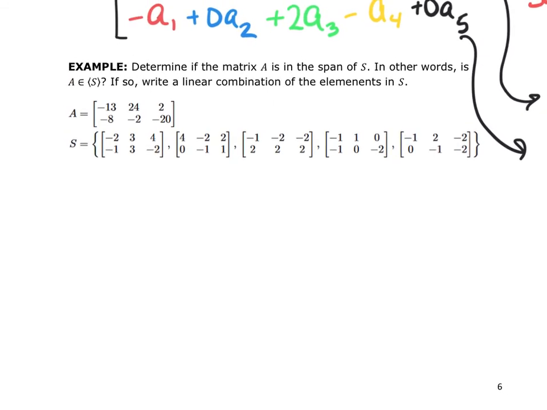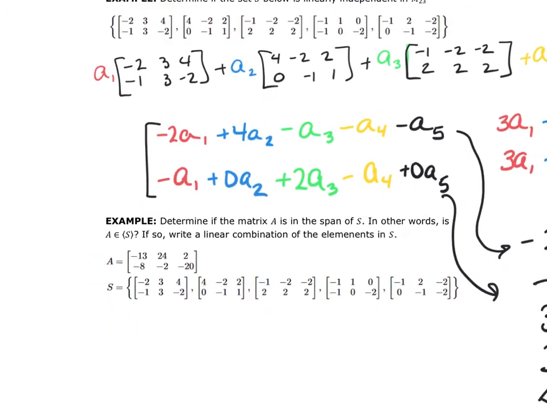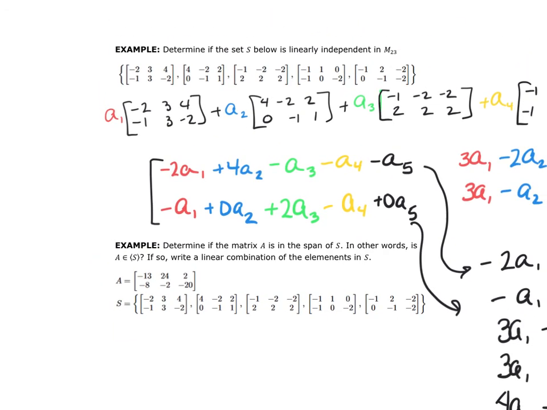Let's take a look at this next example, and they're asking us to determine whether or not A is in the span of S. So we know that from up above, my span S is the same thing. Notice that this is this. This is this. So I know that these are linearly independent, and I also know that this is the smallest subset that I'm going to get. I can't get any smaller than this to generate my span because they're all linearly independent. I know that from my last chapter.